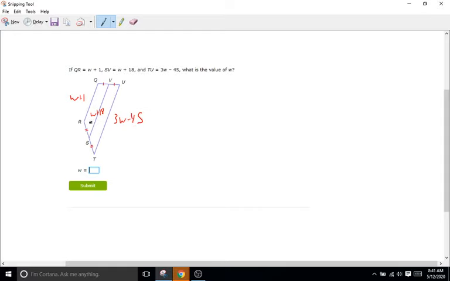Meaning that if we added both of our bases together and divided by 2, it's going to have to equal our mid segment there. So we'll go W plus 1 plus 3W minus 45 all over 2, because we're going to take half of that, right? And that has to equal our mid segment here of W plus 18. All right. So we're going to start by multiplying both sides by 2.